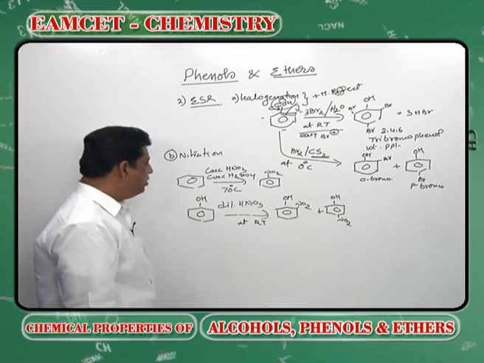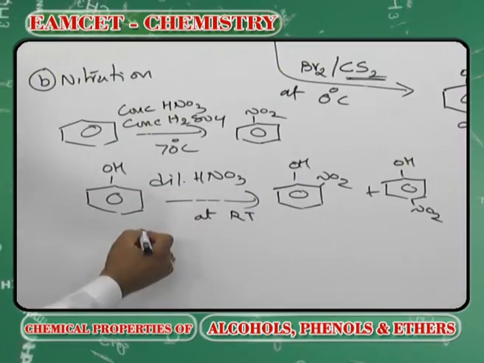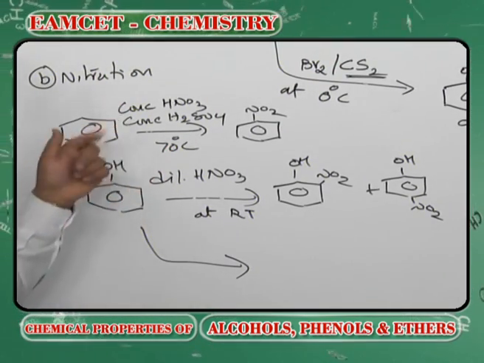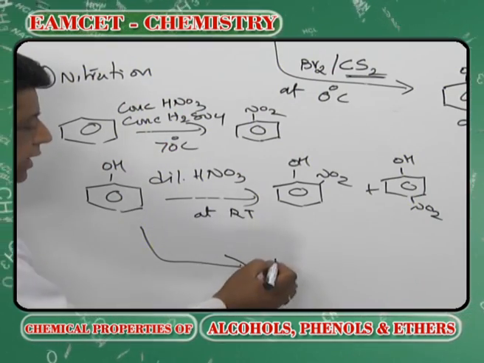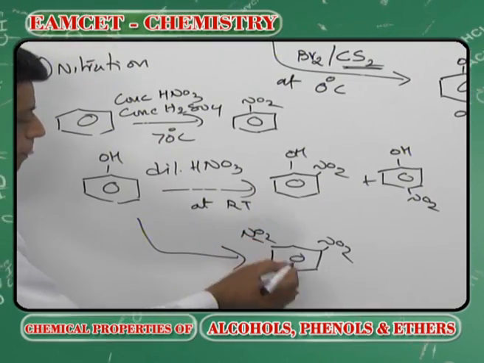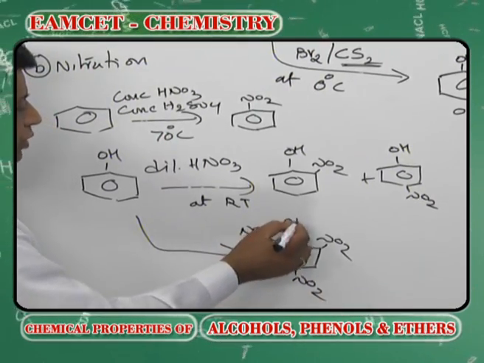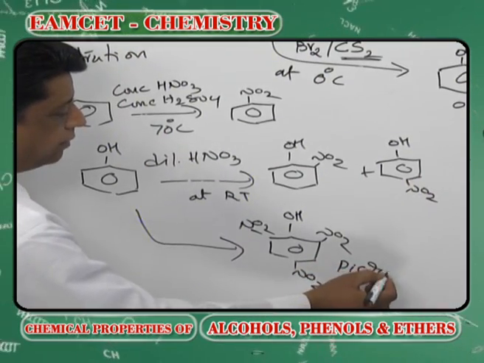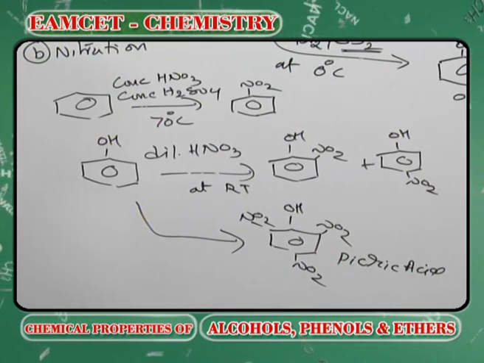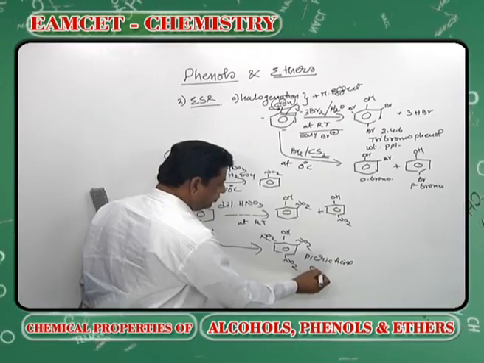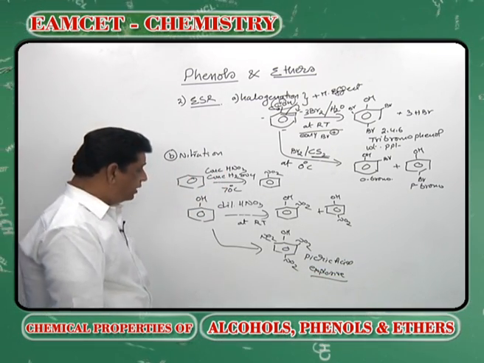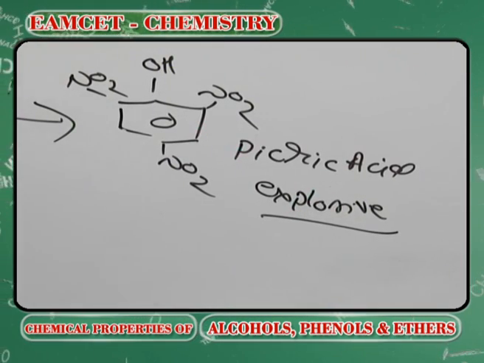Now if one of these conditions is imposed, what is that? Either you take concentrated nitric acid or a catalyst or heating, then trinitrophenol is formed. Trinitrophenol is an explosive chemical also, which is also known as picric acid. Because of some problem in the nitro group arrangement, it is explosive. Just like several chemicals like trinitrotoluene and so on, this is also an explosive, picric acid.